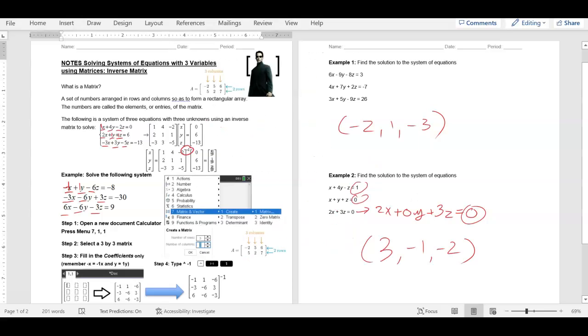So that's how you do matrices, using the inverse matrix to solve a system. We'll use that tomorrow on an assignment, so hold on to that, please.